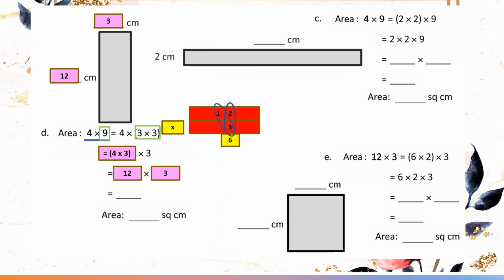6. And what's 1 times 3? Right, 3. So that means that 12 times 3 is 36. So we're going to write 36 in this blank. And then in the blank where it says area blank square centimeters, we're going to write 36 there also.